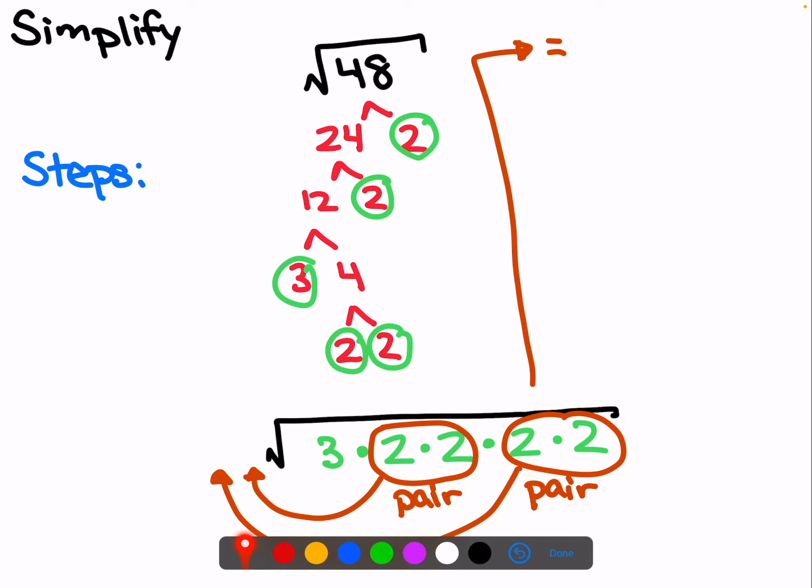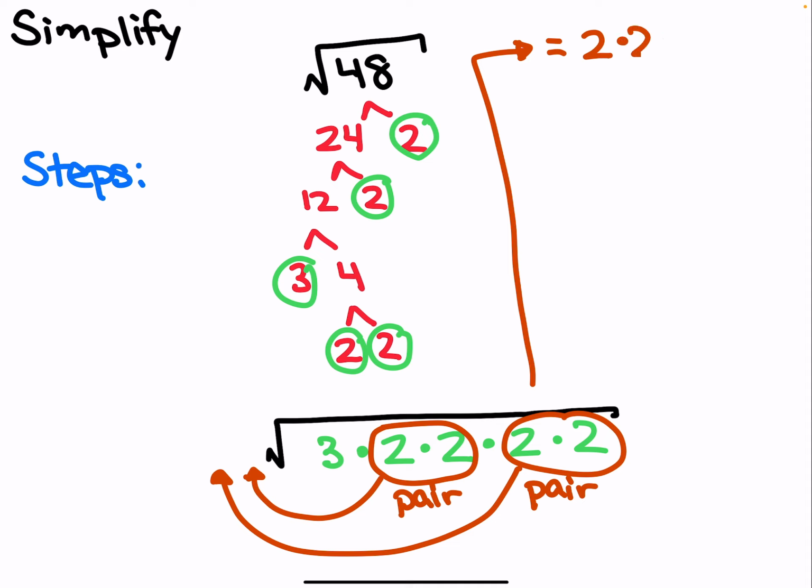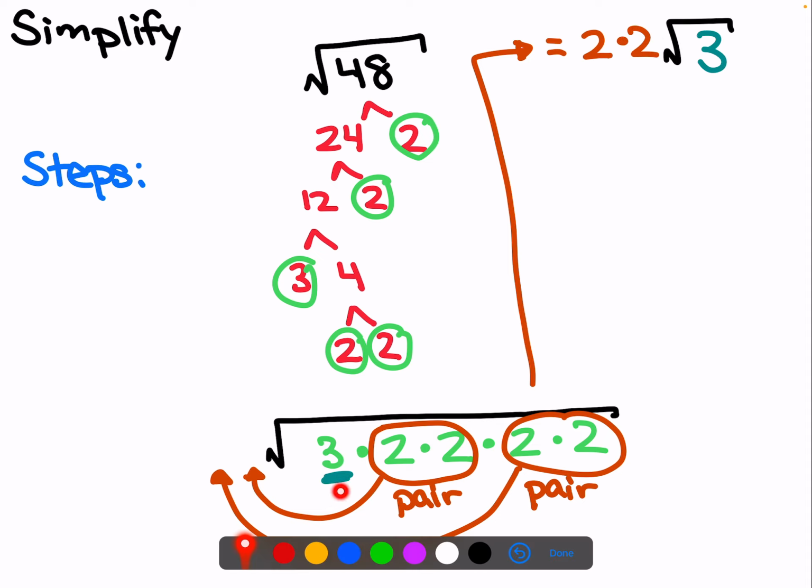Now it's important to remember that this is all multiplication. So don't forget that it's all multiplication. We're only taking one number from each pair. So this will leave us with 2 times 2 radical 3. The 3 didn't have a pair, so it just stays inside. It doesn't get to go anywhere.